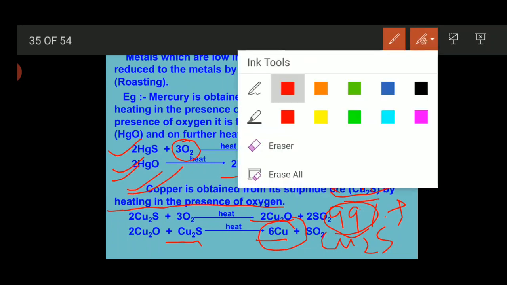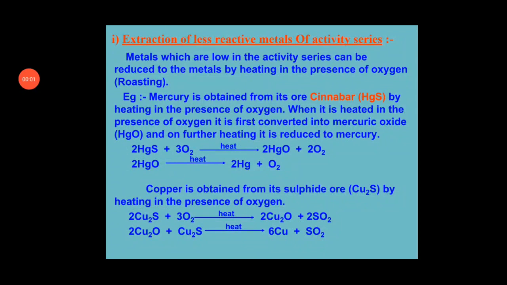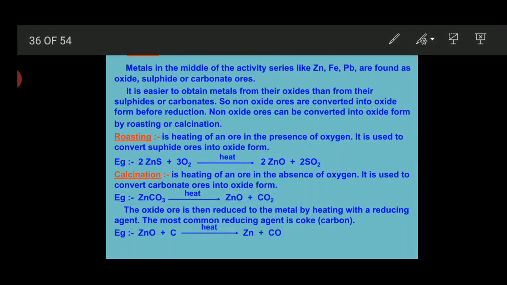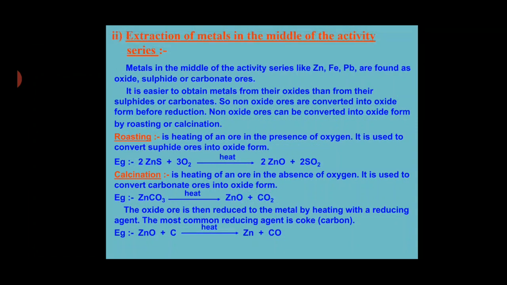and we are able to get the purified form of copper along with the sulfur dioxide gas. Now we will see extraction of metals which belong to the middle of the reactivity series. As we know, metals which belong to the middle of the reactivity series are mostly present in the form of sulfide ore or carbonate ore, and in order to get the purified form of metal, we convert them into their oxide form through the process of calcination or through the process of roasting.